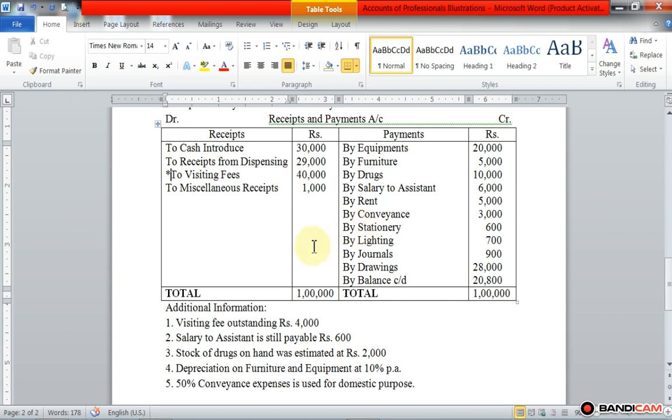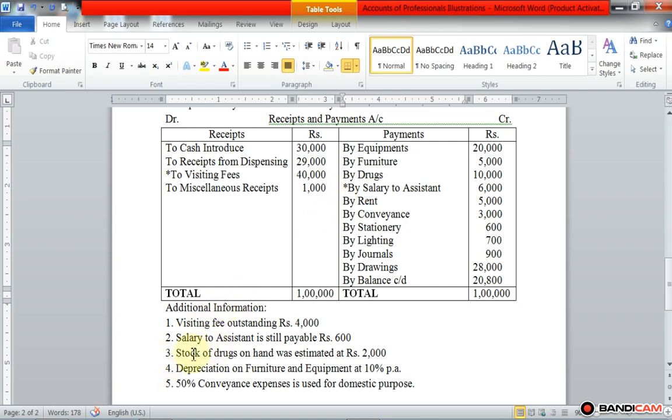Then salary to assistant. It's still payable, it means it is accrued. So the additional information is provided on the payment side. Salary to assistant, make a star in front of it.